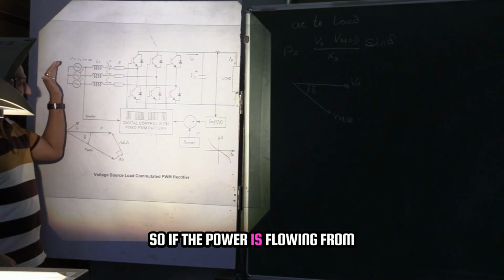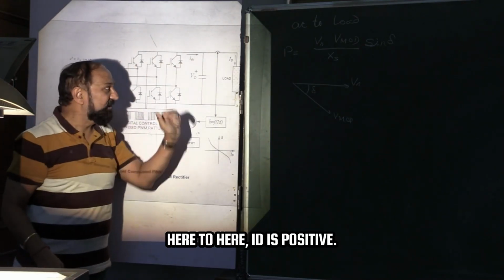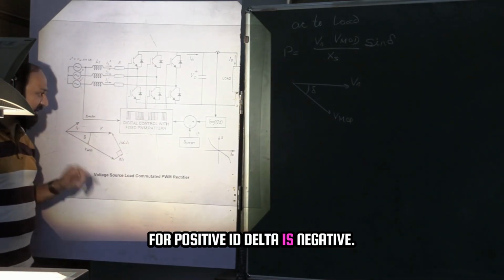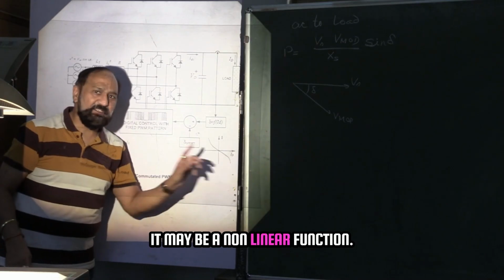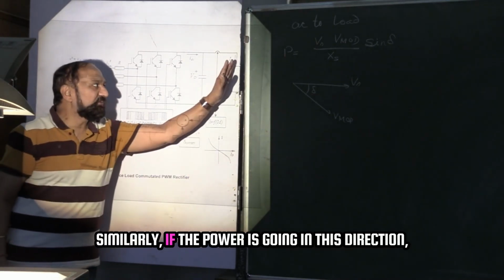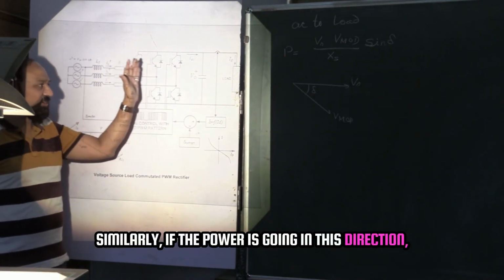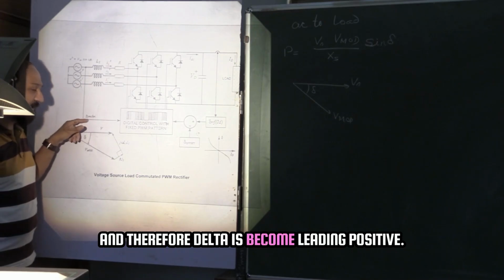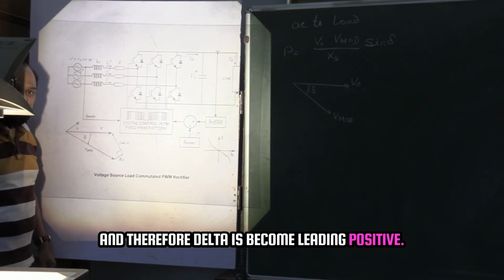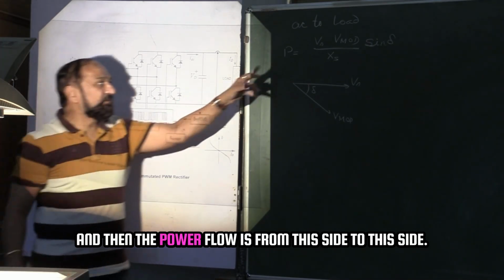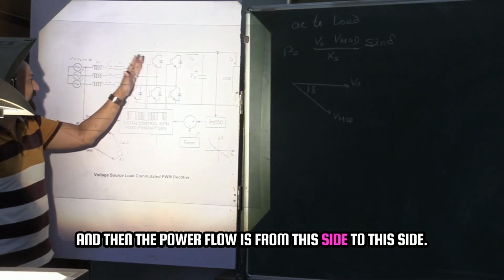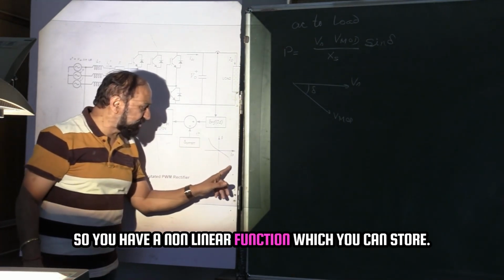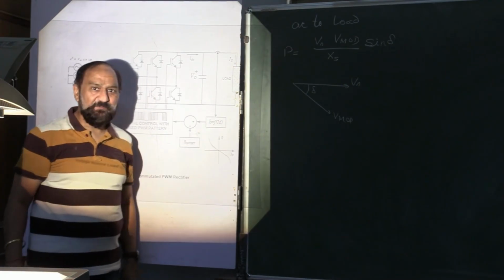So if the power is flowing from here to here, ID is positive. For positive ID, delta is negative. It may be a non-linear function. Similarly, if the power is going in this direction, ID value is negative, and therefore delta becomes leading, positive, and then the power flow is from this side to this side. So you have a non-linear function which you can store.